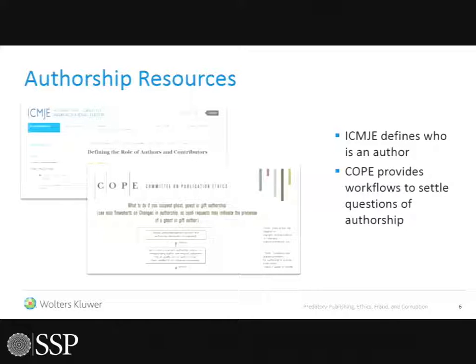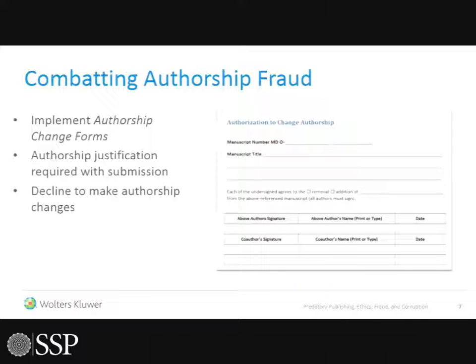Obviously, there are resources that define what authorship means. ICMJE has that great paper that says what an author is. Here are the roles that would be considered authorship. COPE has some great workflows on how to deal with authorship concerns when they come up. But how do you actually combat this at the editorial level?